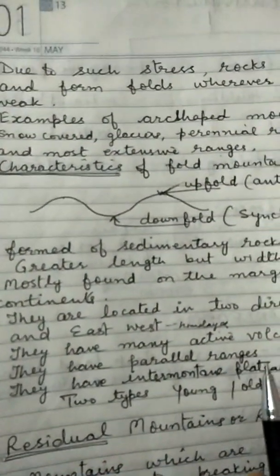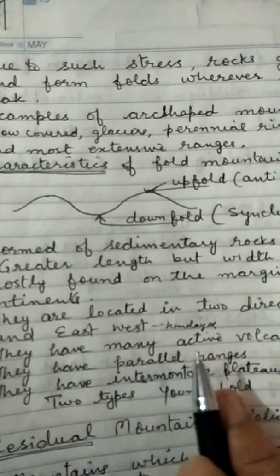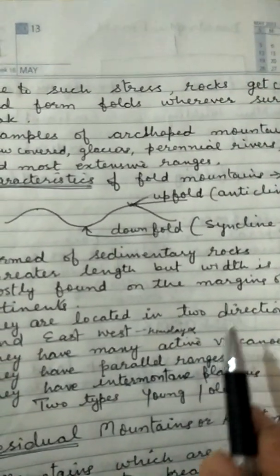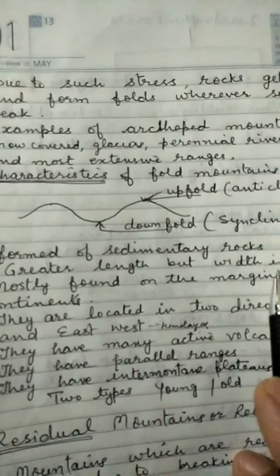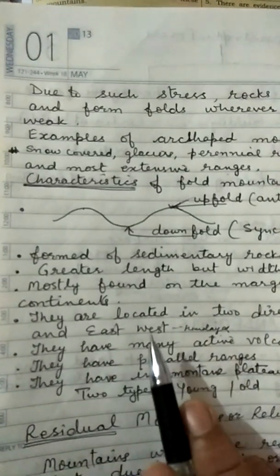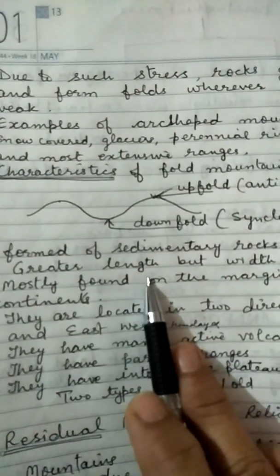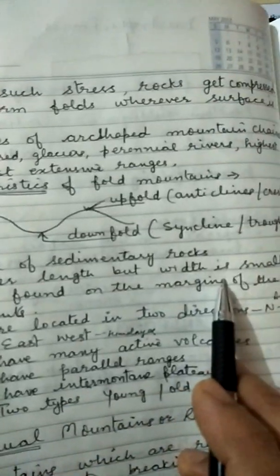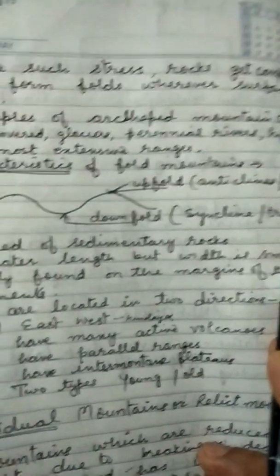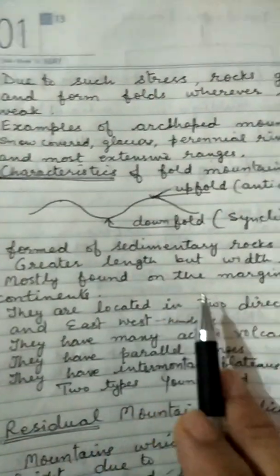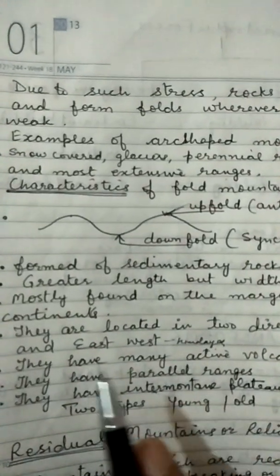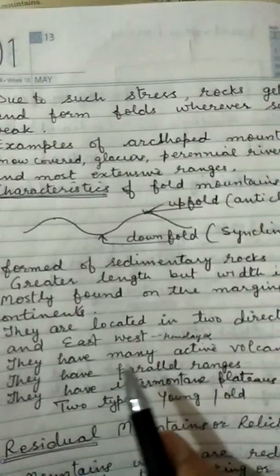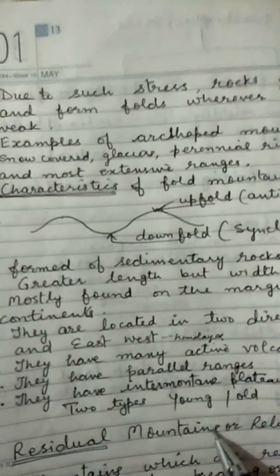Number 2, fold mountains are formed of sedimentary rocks, where we have mostly soft rocks which can be easily folded. They are greater in length, but their width is comparatively less. Mostly found on the margins of the continents, with exception with the Himalayas. The rest all are on the continents.